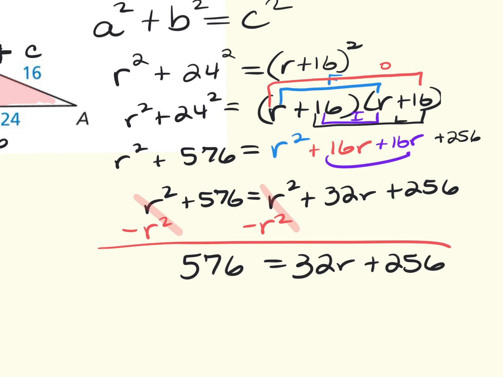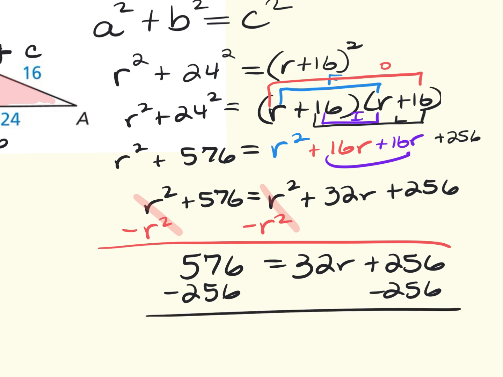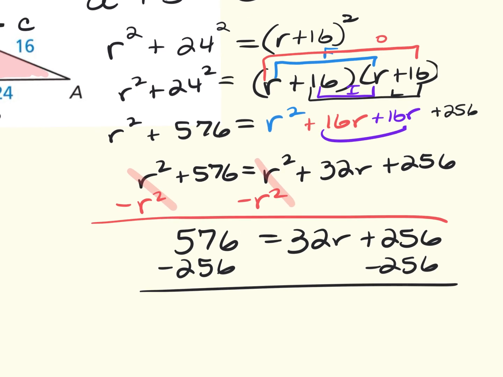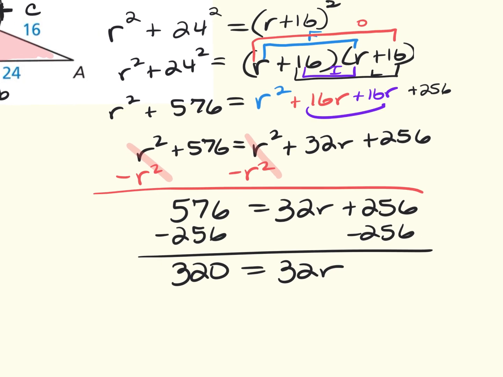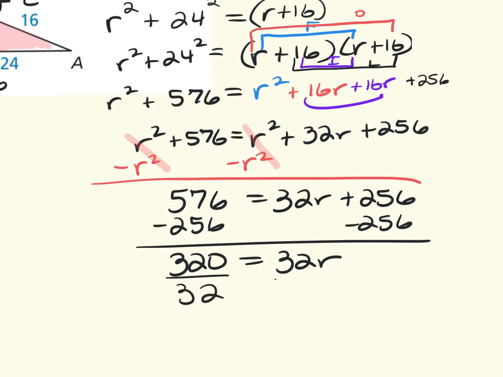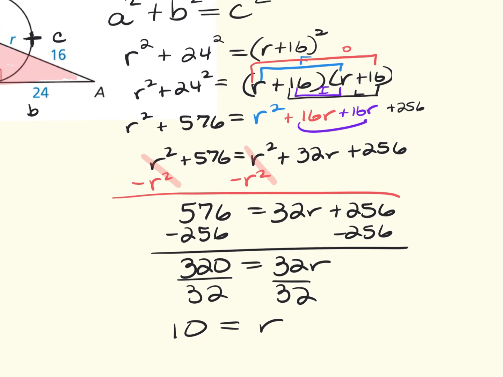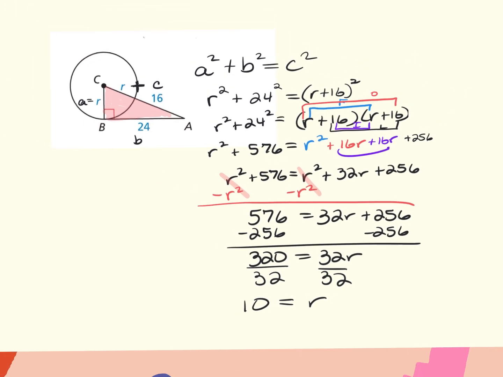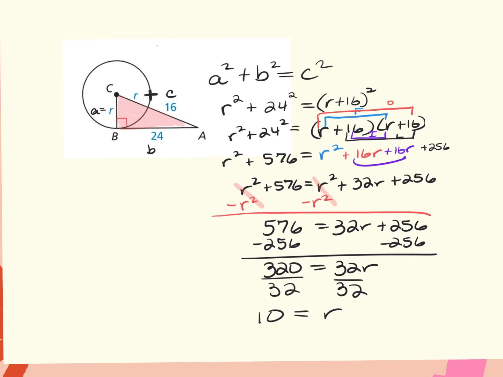My goal is to get R by itself. So all I need to do is subtract 256 from both sides to get the 32R by itself first, and then divide. So 576 minus 256 gives me 320. And now I'm just going to divide both sides by 32. And my radius length, or the value of R, is 10. So you're doing this in the homework. Obviously, it's a lot of work here, so when you do these problems, make sure you're showing all of this work.